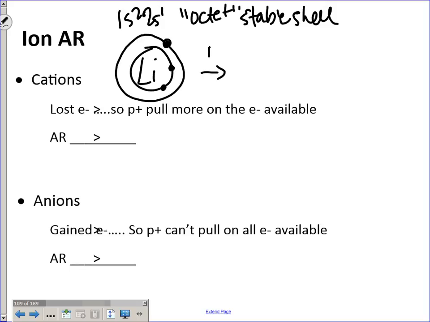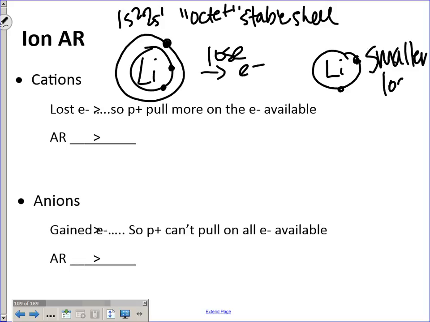So when you lose an electron, what does it look like now? Without the last shell. So is it bigger or smaller? Smaller, because it lost the valence electron shell. So comparatively, does lithium with a 1+ charge have a larger radius or a smaller radius than its parent, when it came from? Smaller. Okay, so lost electrons, the atomic radius is smaller.